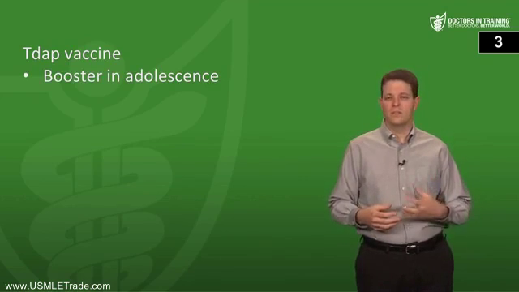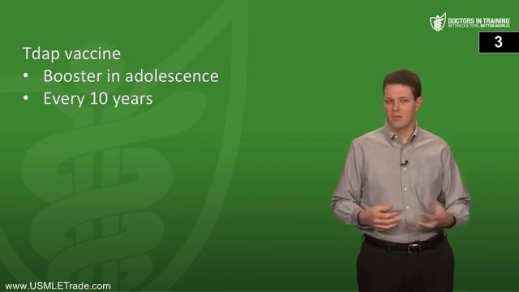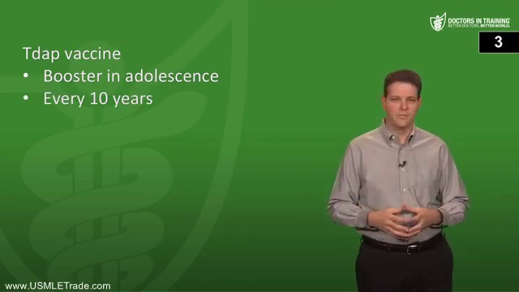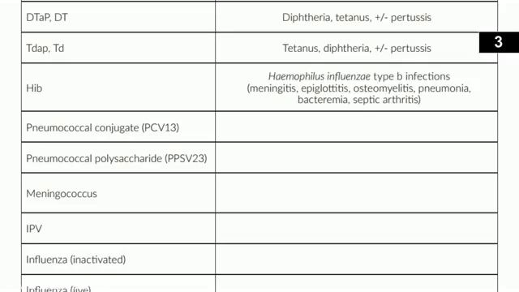And this is what you use for the tetanus booster shot every 10 years, or whenever you step on a nail or whatever. The next vaccine is Haemophilus influenzae type B, often called HIB or H-flu.